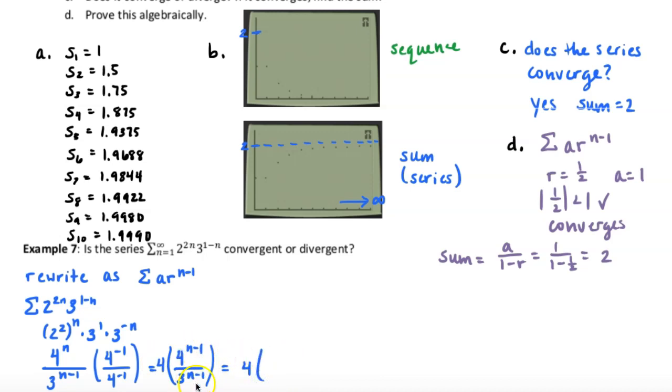Now that I have the same exponent in the numerator and the denominator, I can write this as 4/3 to the power of n minus 1. And now I know that a is going to be 4, now that I got it in this form, and my r is going to be 4/3. And because the absolute value of 4/3 is greater than 1, this diverges. This is divergent.